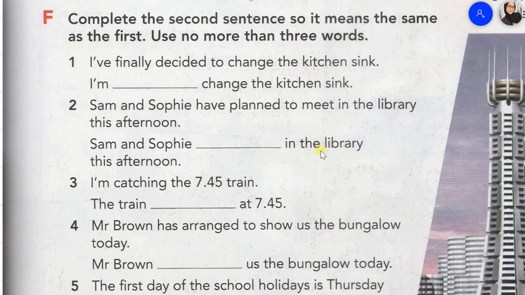Task F. You need to complete the second sentence, so it means the same as the first. Use no more than 3 words, okay? No more than 3 words. So your answer should be in 3 words or less. So you have 2 sentences here, the first one and the second one. You have to fill in the blank so that the second sentence will sound the same as the first sentence, right? Let's try. Okay, number 1. I have finally decided to change the kitchen sink. I am.